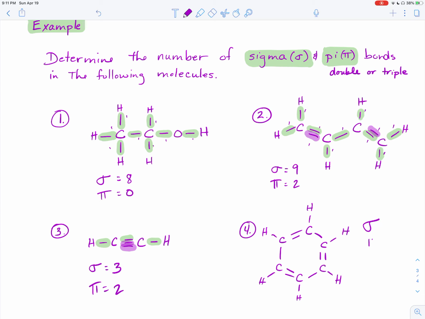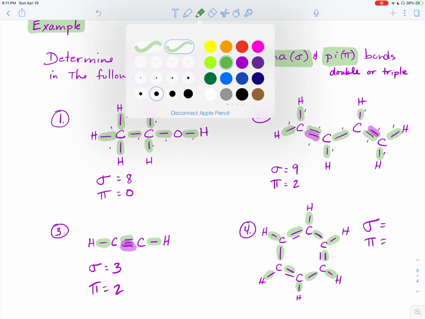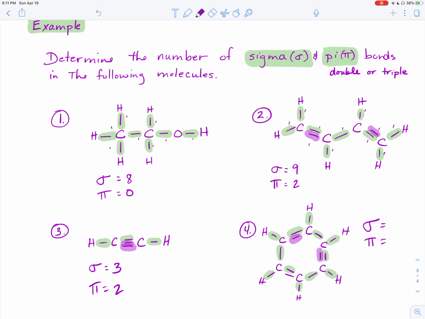Now let's do our last compound, which is benzene. We're going to highlight all the sigma bonds, so at least 1 bonding pair between each atom, like such. And then we'll highlight all the pi bonds, 1, 2, 3, and we'll count the total. So we know that there are 3 pi bonds, and there's 1, 2, 3, 4, 5, 6, 7, 8, 9, 10, 11, 12 sigma bonds.